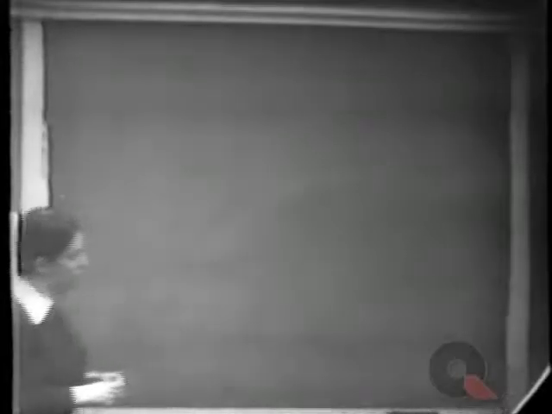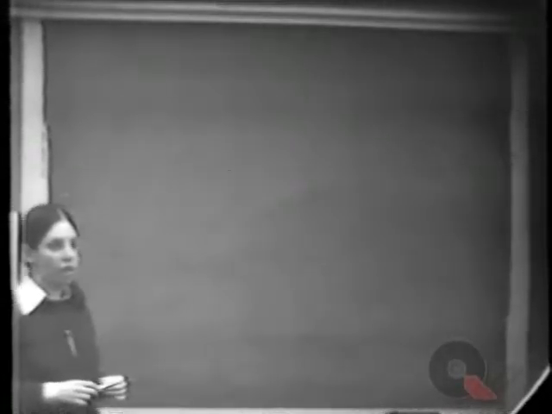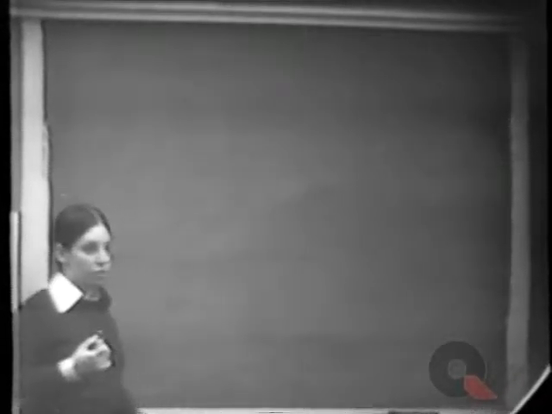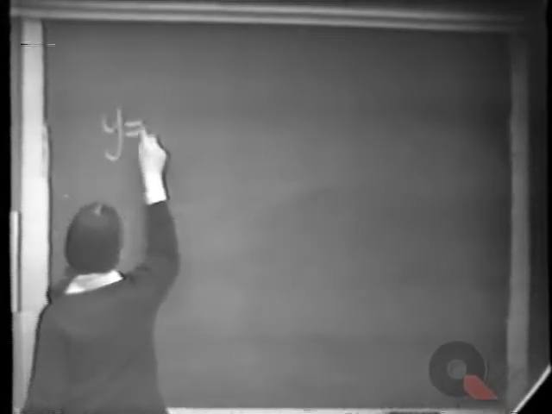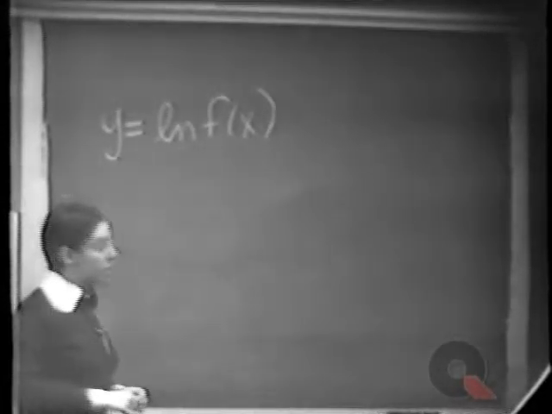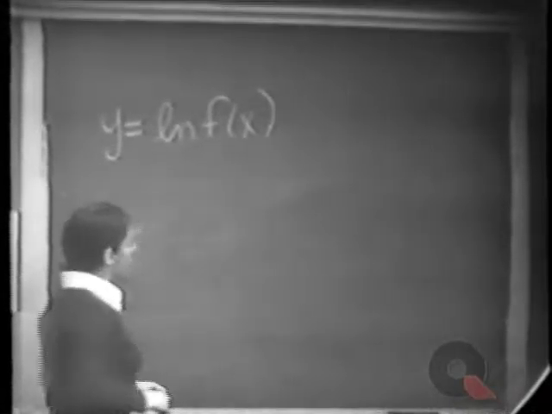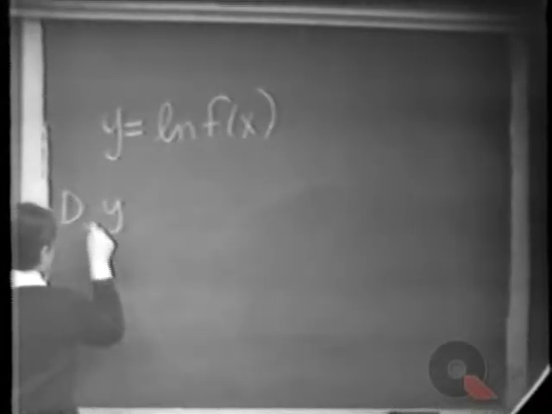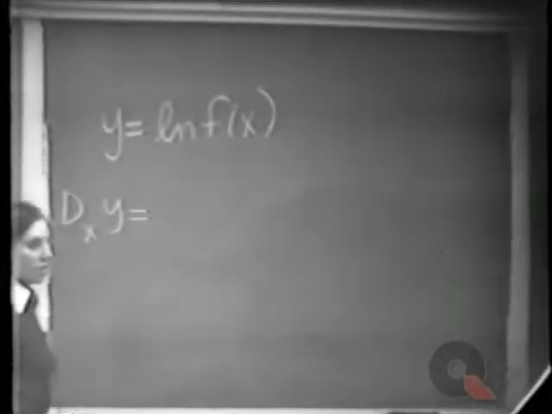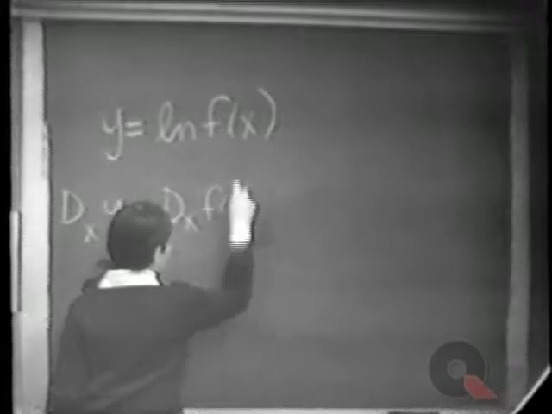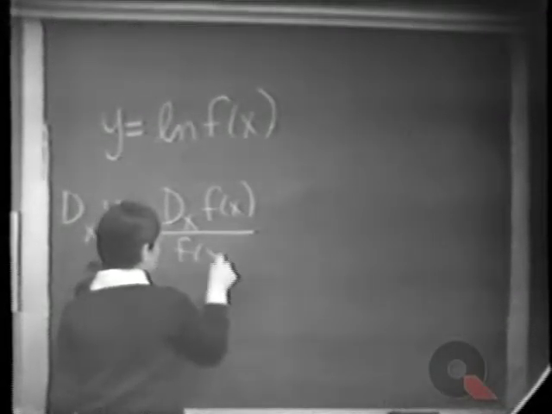In Chapter 8 of Leithold, you're introduced to the natural, logarithmic, and exponential functions. We will start with the differentiation formulas and work our way up to the integration formulas. If y is equal to the natural log of f of x, where f is a differentiable function of x, and f of x is greater than 0, then in Chapter 8 it is proven that the derivative of y with respect to x is equal to the derivative of f of x divided by f of x.